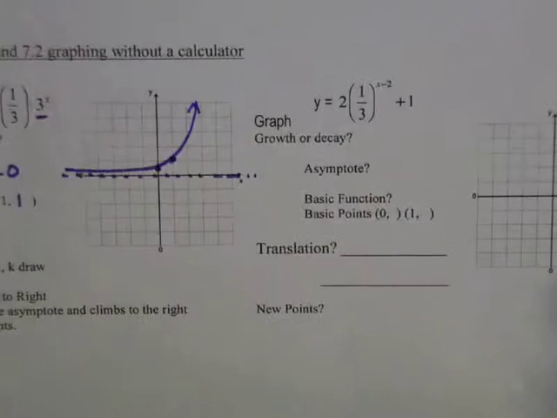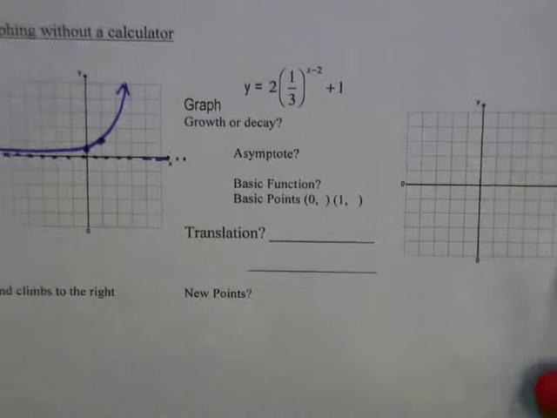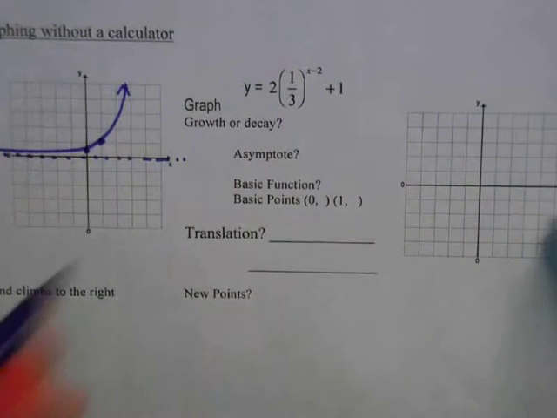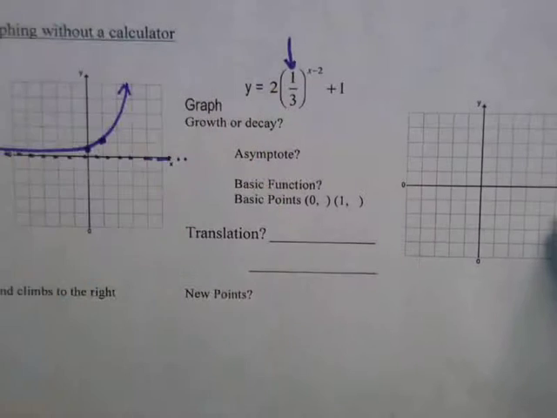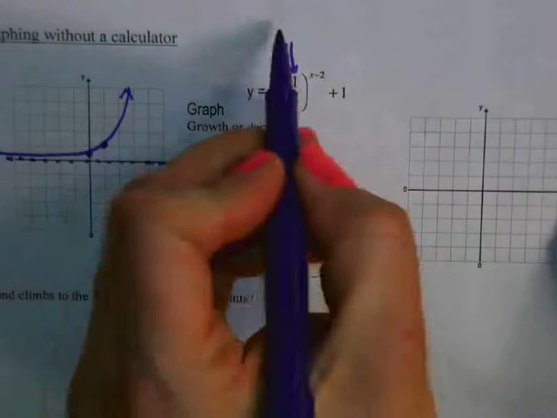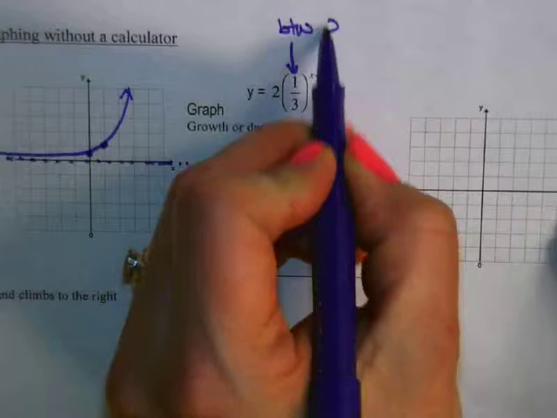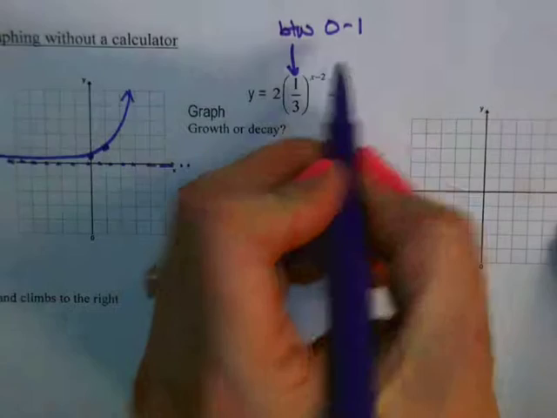Now, there is h and k here, so let's look at this one. First of all, is this one growth or decay? Decay. And how do you know it's decay? The base number with the x is between 0 and 1. So it's decay.